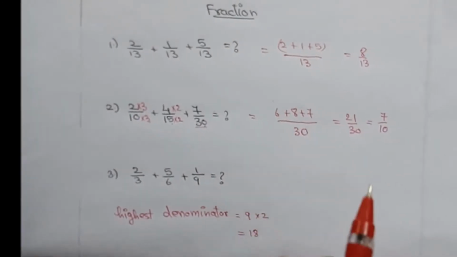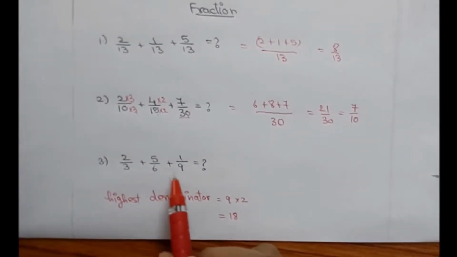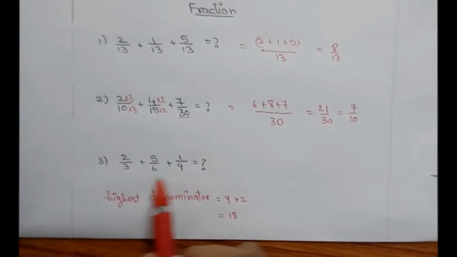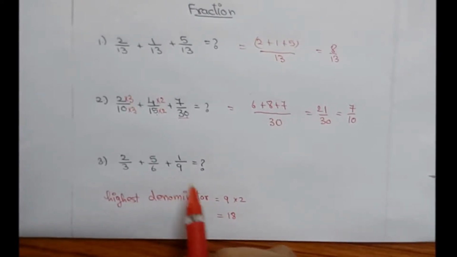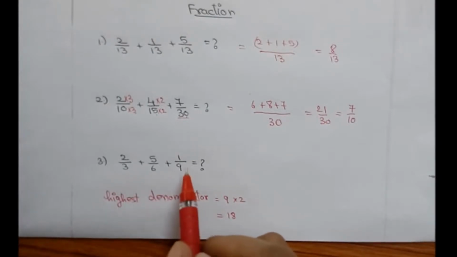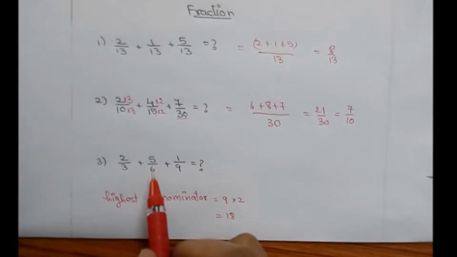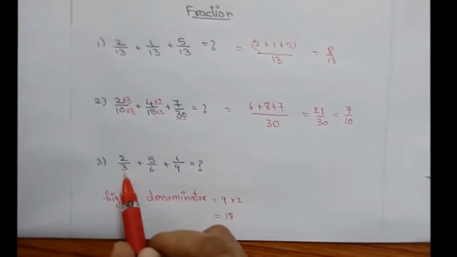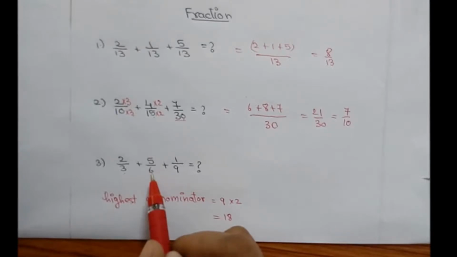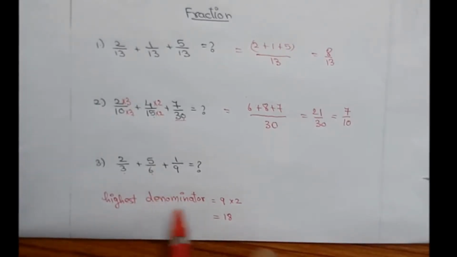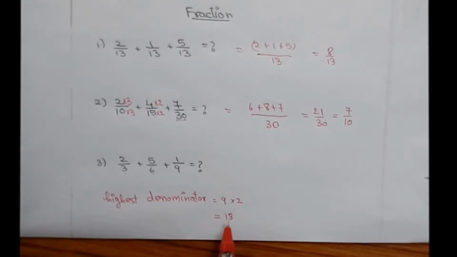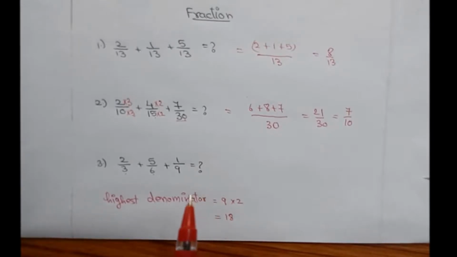With the third sum, all the denominators are single-digit numbers, so I'm going to check with the other numbers. My largest denominator is 9 over here, so I'm going to check with this. If I multiply 3 into 3, I'll get 9, but if I multiply any number with 6, I won't get 9. So I'm going to multiply my highest denominator by 2 first and check with the other numbers. If I multiply my highest denominator 9 by 2, I'll get 18. So my LCM is 18.